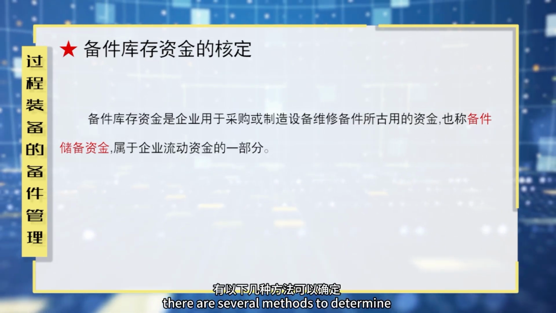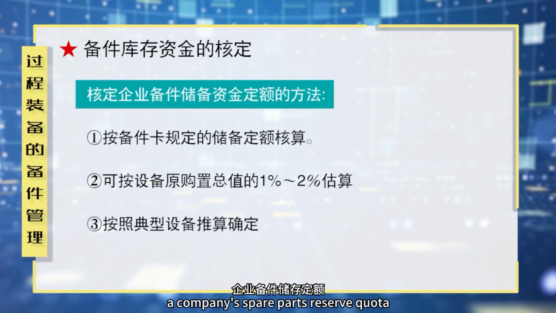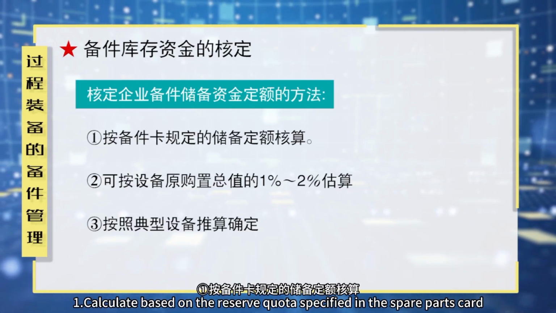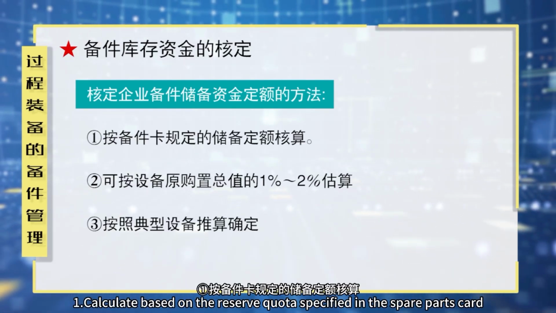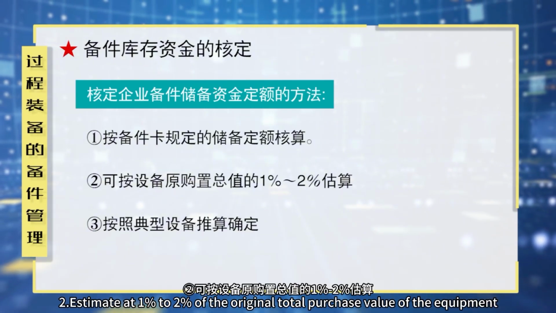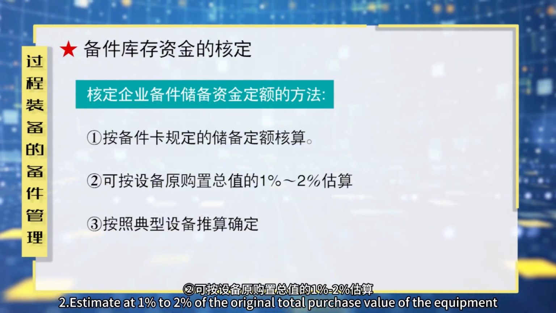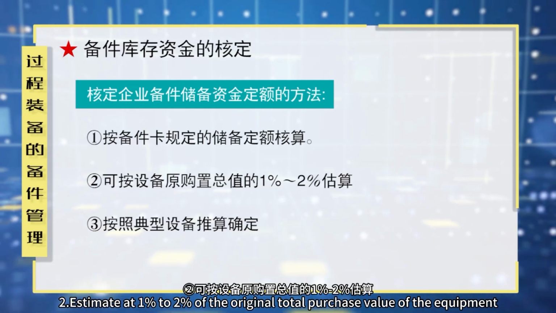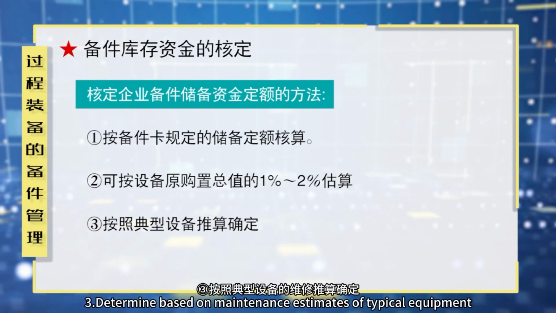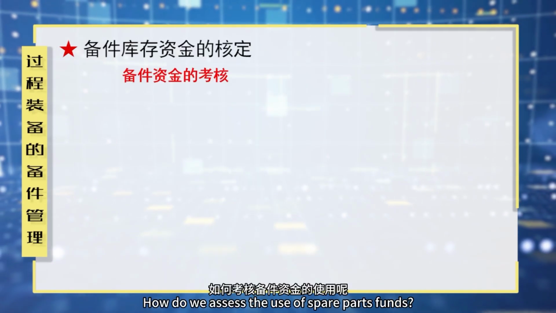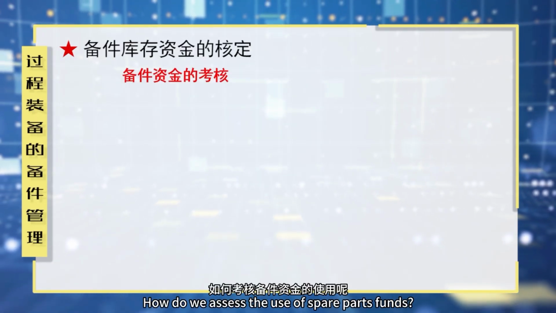Currently, there are several methods to determine a company's spare parts reserve quota. First, calculate based on the reserve quota specified in the spare parts card. Second, estimate at 1% to 2% of the original total purchase value of the equipment. Third, determine based on maintenance estimates of typical equipment. How do we assess the use of spare parts funds?